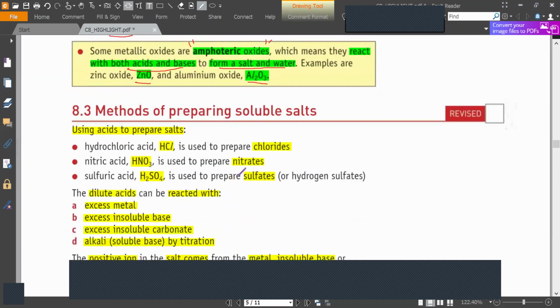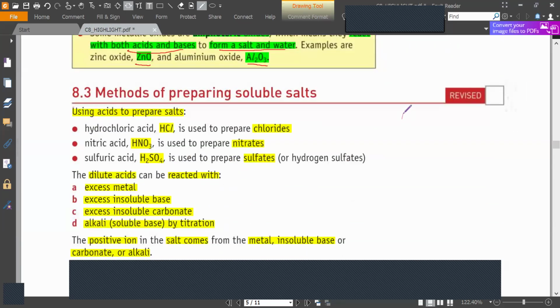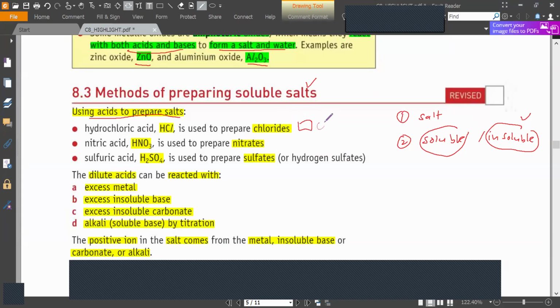Methods for preparing soluble salts. Step one, we need to make a salt. Step two, we want to find out whether it's soluble or insoluble. If it is soluble, we have different methods; if insoluble, we have different methods. Normally we use acid. If we want to prepare any chloride, we will use hydrochloric acid.